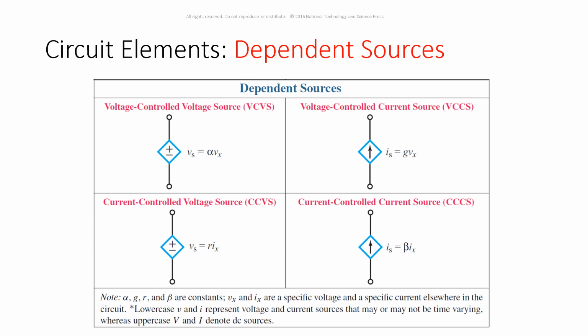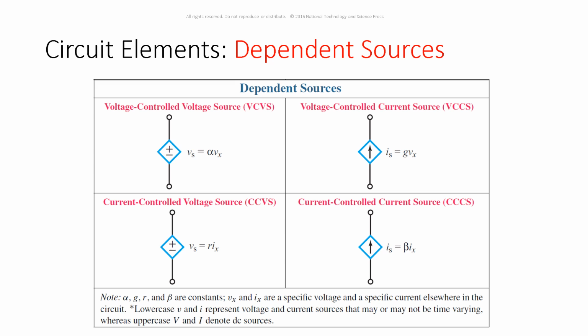Another thing that we have is dependent sources. Independent sources always stay the same. A 5-volt source is always going to supply 5 volts to our circuit, and a 3-amp current source is always going to supply 3 amps to the circuit. However, dependent sources are not like that. Dependent sources can change, and there are a couple of different types.